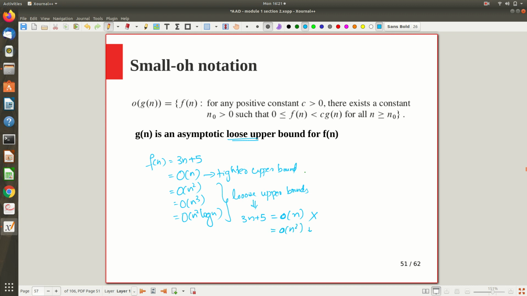Yes, small o of n square. Yes, it is true. And this is equal to small o of n cube. It is also true. It is equal to small o of n log n. N log n will also work because f(n) is order of n only, a tighter bound. Okay, fine. All these things are fine. So this is our small o, and this is our big O. So you have to write the O, big and small, like that.